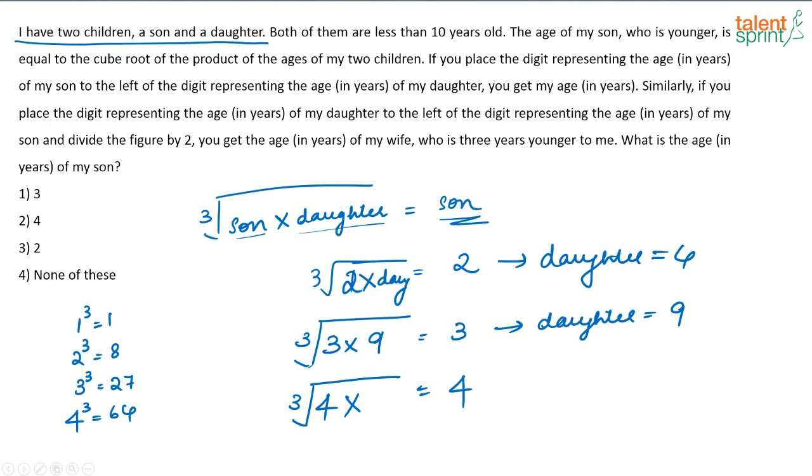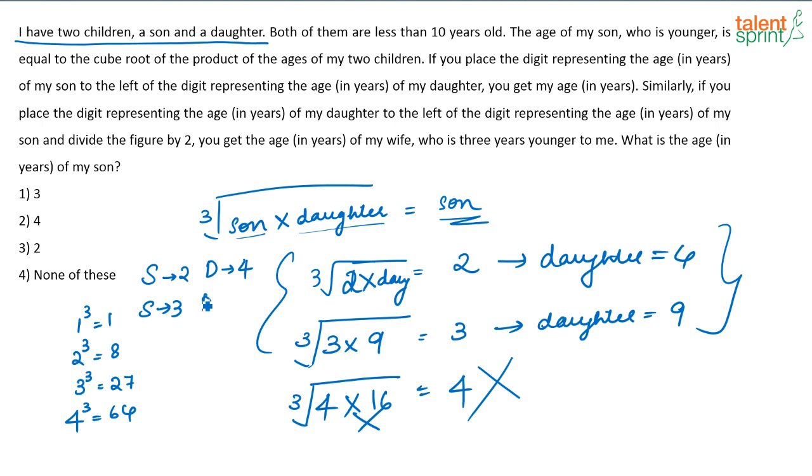64, correct? The age of the daughter has to be 16, which is not possible because the daughter and son both are less than 10 years old. So this possibility will not arise. So it has to be one of these possibilities, right? Which are the two possibilities that can happen? Either the son is 2 years old and the daughter is 4 years old, or the son is 3 years old and the daughter is 9 years old.